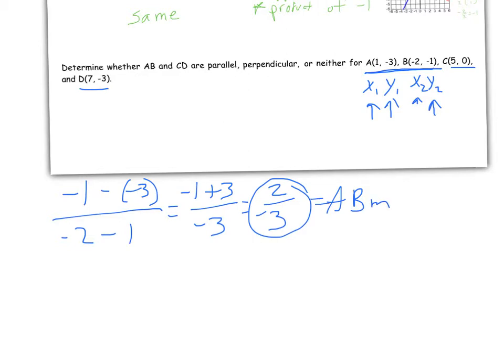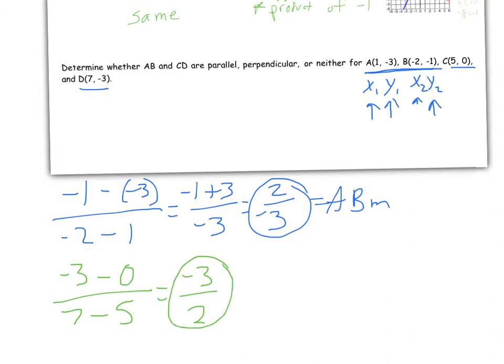Okay, so now let's find out CD. We're going to go ahead and say negative 3 minus 0 over 7 minus 5. Well, negative 3 minus 0 is negative 3. 7 minus 5 is 2. We get a slope of negative 3 over 2.